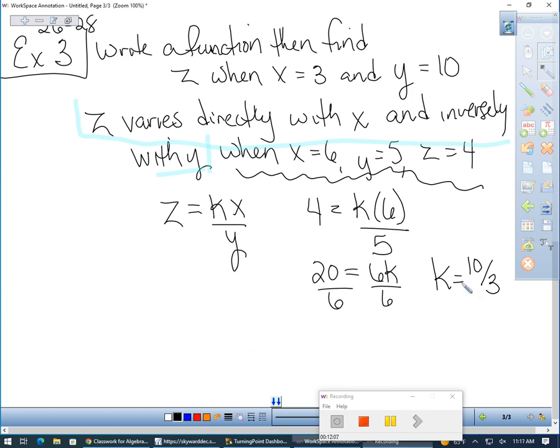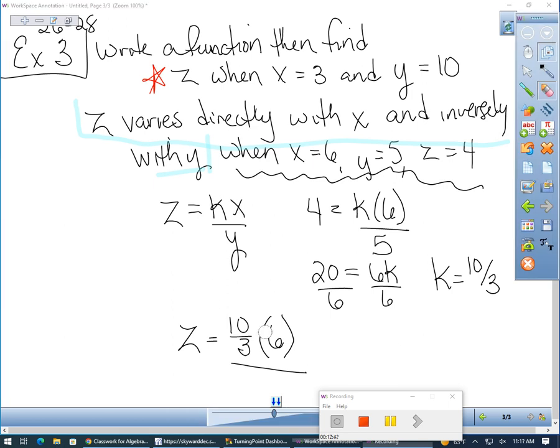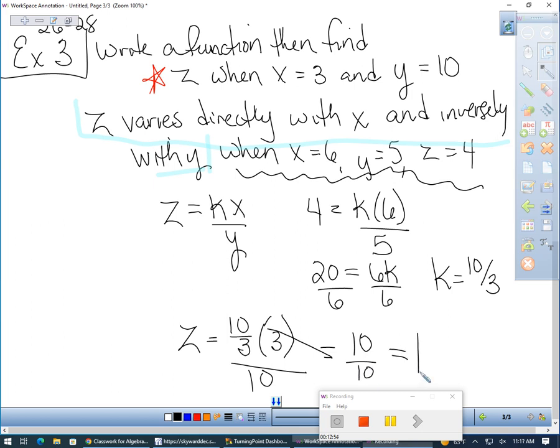All right, so now I take my 10/3, I go back to where I started right here, and it says find z when x is 3, y is 10. We're going to use our k. So we have z equals, our k is 10/3, our x is 3, and our y is 10. So 10/3 times 3 is 10, divided by 10 means that z equals 1.